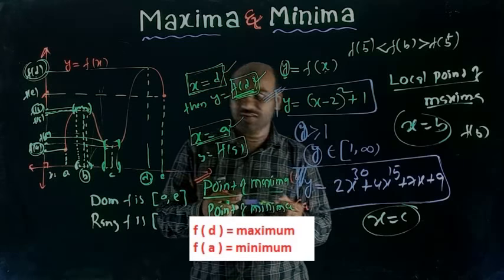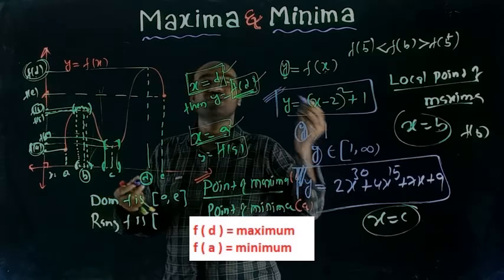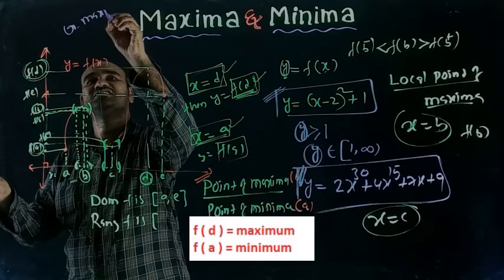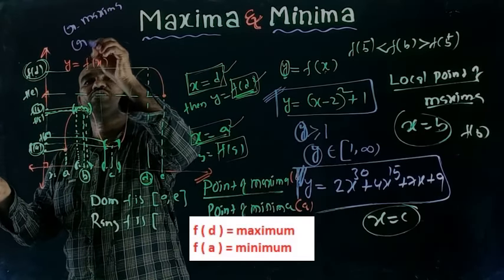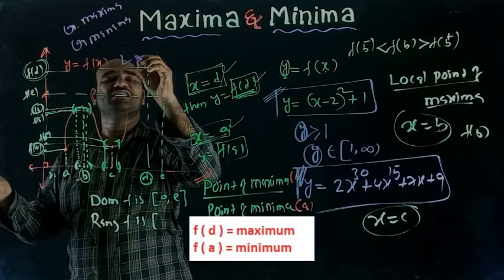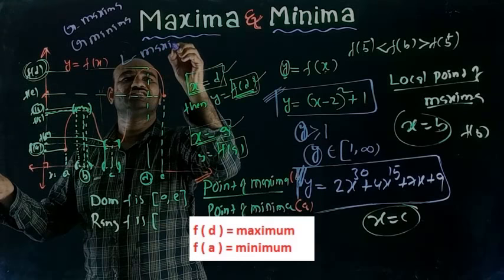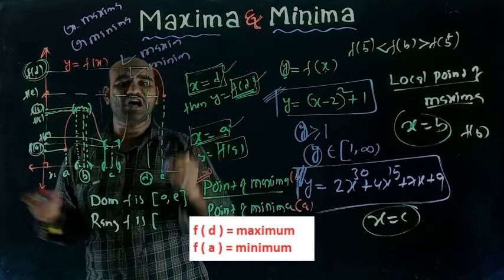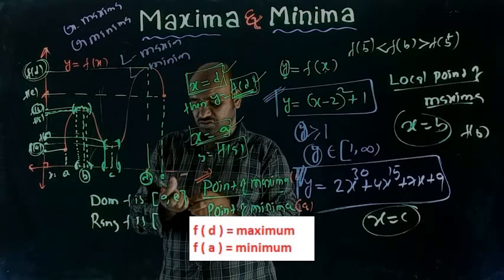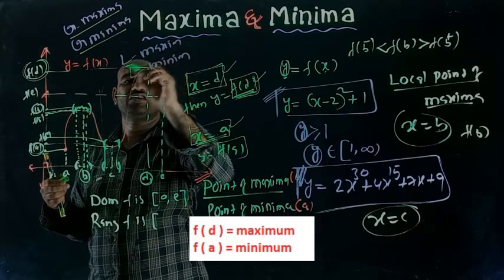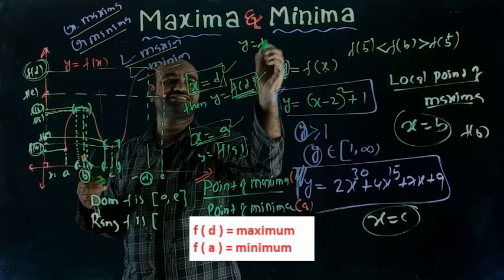One by one I will write here. One is global maxima, global minima, local maxima and local minima. These 4 are important terms for us, for a function y equal to f of x.